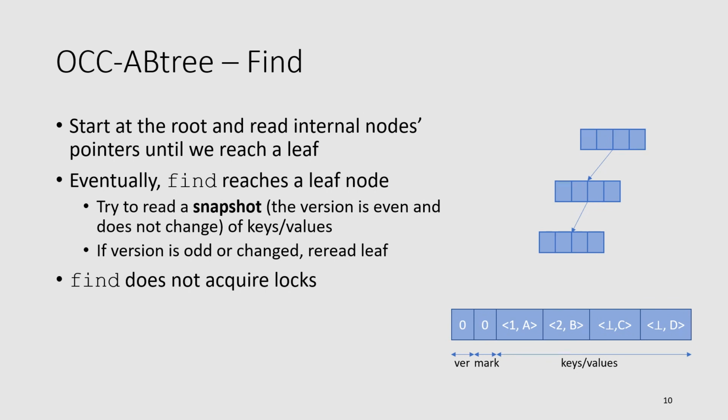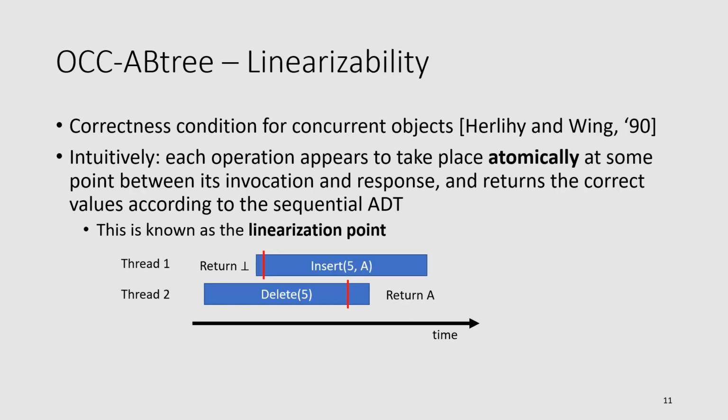The snapshot is required because we don't assume that you can read a key and value together atomically. Without the snapshot, a find could find the correct key, but a delete could delete the value before find could return it. The OCC A-B tree is linearizable. That is, each operation appears to take place atomically at some point between its invocation and its response, and it returns the correct value according to the sequential ADT, in this case an ordered dictionary.